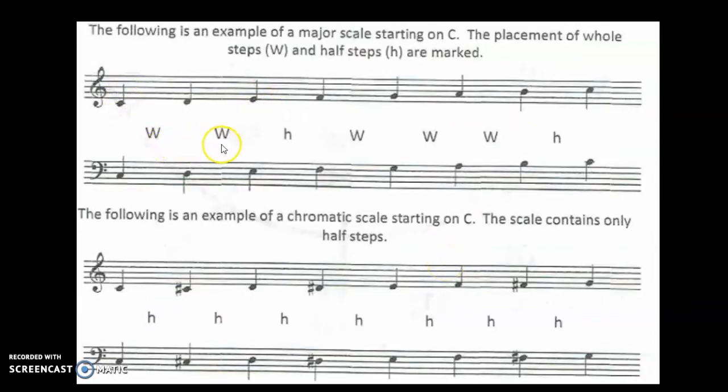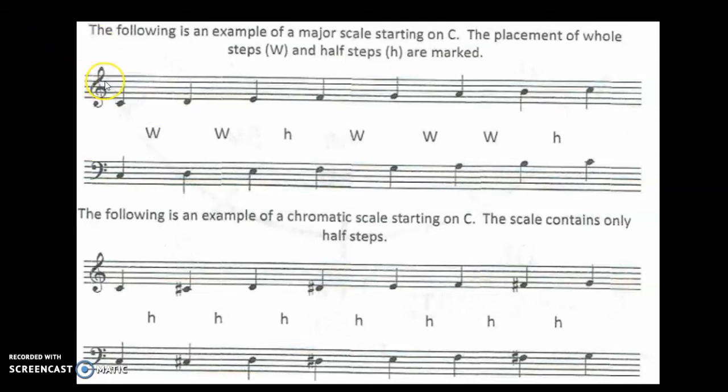Now we're going to look at these patterns in music. The following is an example of a major scale starting on C, with the placement of whole steps and half steps marked. So the pattern for all major scales is whole step, half step, whole step, whole step, half step. So there's 2 whole steps followed by 1 half step, 3 whole steps, and then a final half step.